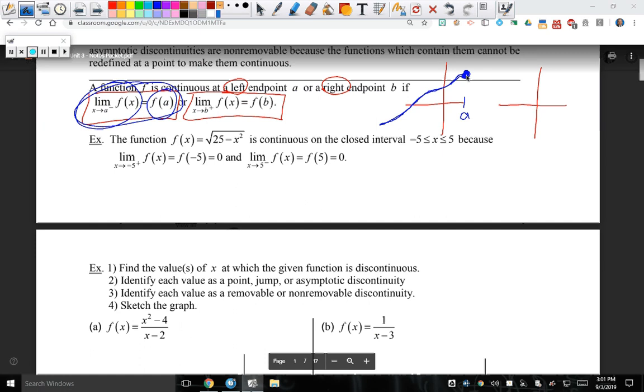Could I draw this that you see in blue without lifting up my pencil? Yes. And now if I approached B, let's say B is here, and I approached it from the right, whatever it looked like, and I stopped, and I put a defined point because of that, is that continuous? Yeah, it's continuous from the right.